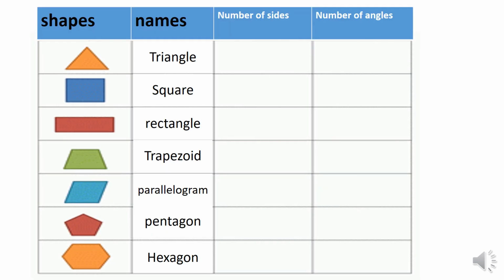I hope you understood the difference between the sides and the angles. Now, I will send you this table as a PDF file. I want you to write how many sides and how many angles each of these shapes contains.